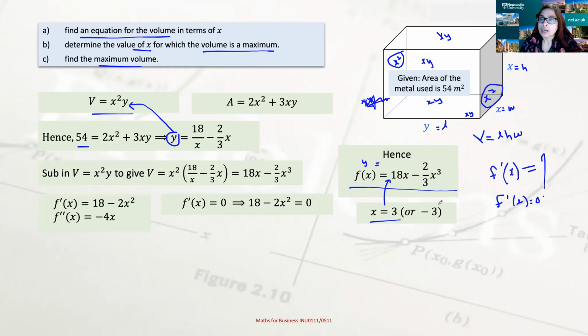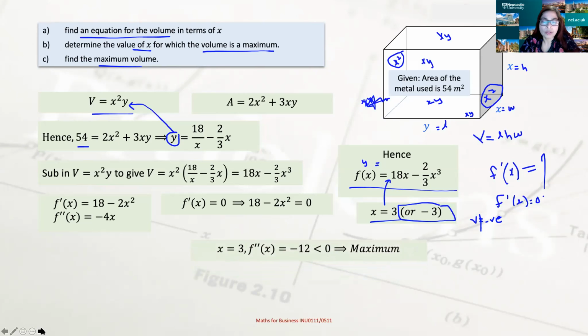The -3, you can't take it because volume cannot be negative. So just ignore that and tell us the reason why you ignored it, because it's negative and volume cannot be negative. Now you substitute x is equal to 3 in this and you get the value of y. So you get the point, you get the two values x and y.